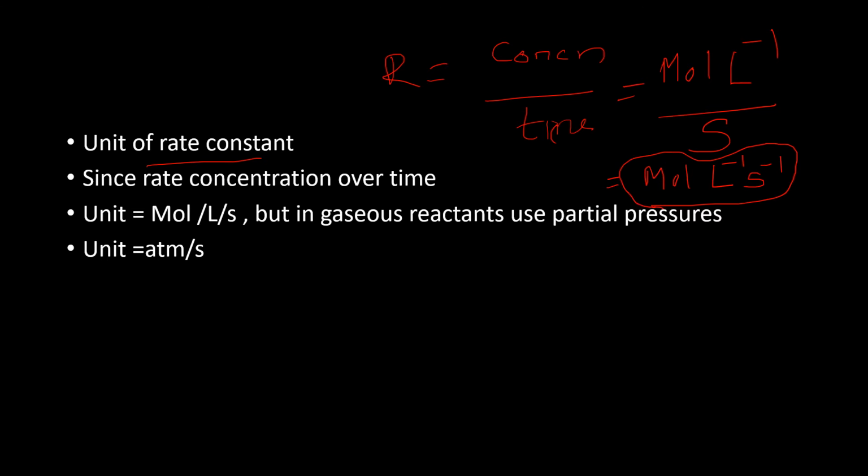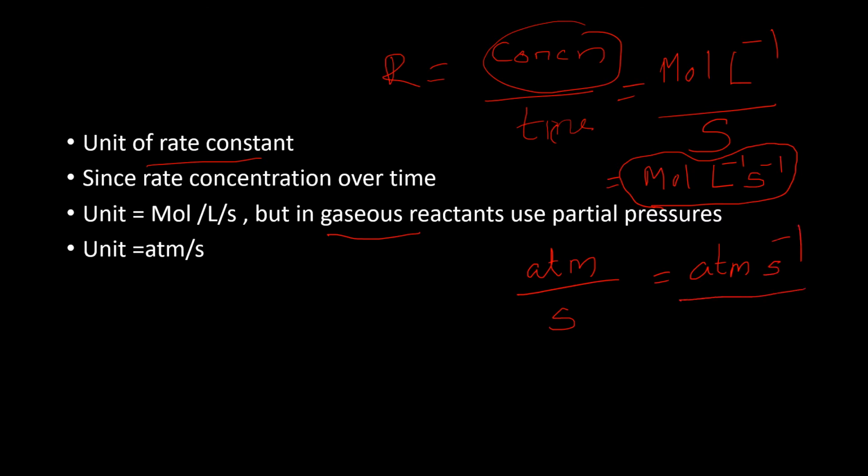But this we can use only in the case of liquid or solid reactants. In the case of gaseous reactants, we know that concentration is expressed in terms of pressure. So the unit of pressure we take is atm. In that case, we'll get atm divided by seconds, or we can write atm second raised to minus 1. Atm means atmosphere, not automatic teller machine. So in the case of gases, we can use this.